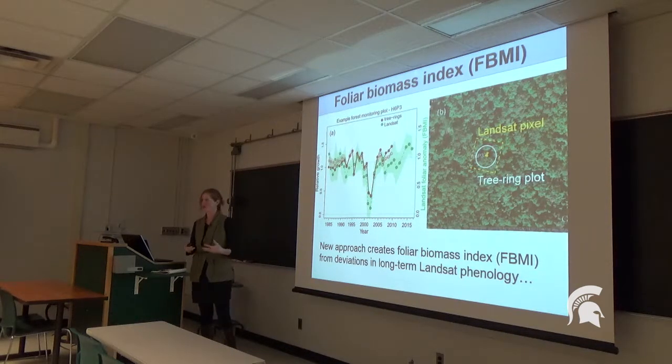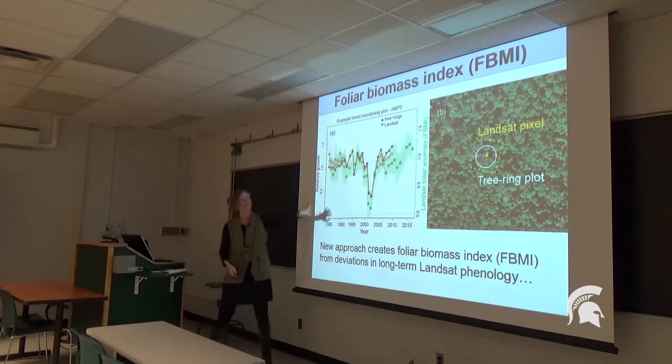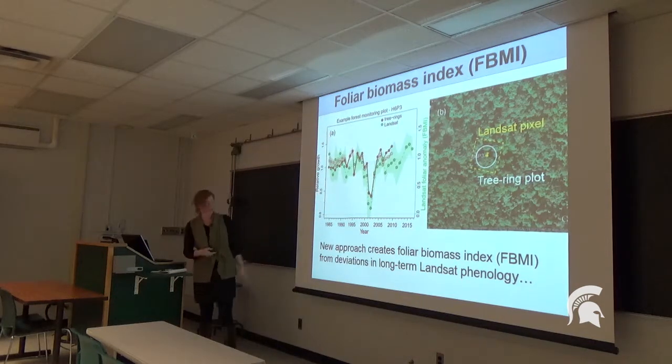And we can see here an illustration of how big our plots are. They're about 400 meters squared. A Landsat pixel is about 900 meters squared. So they're not exactly the same, and there's some noise in the relationship, but it's still pretty good.